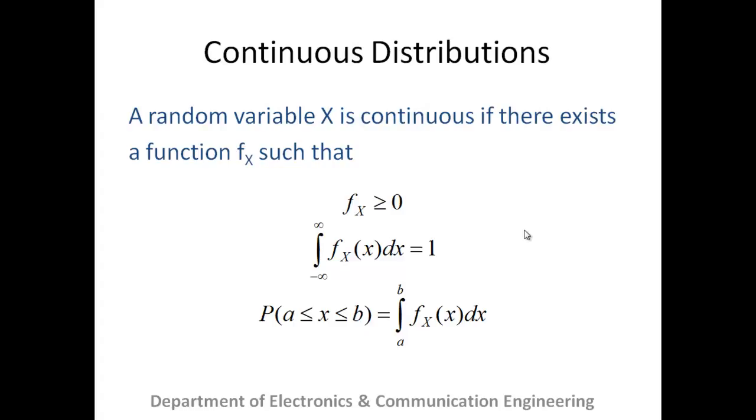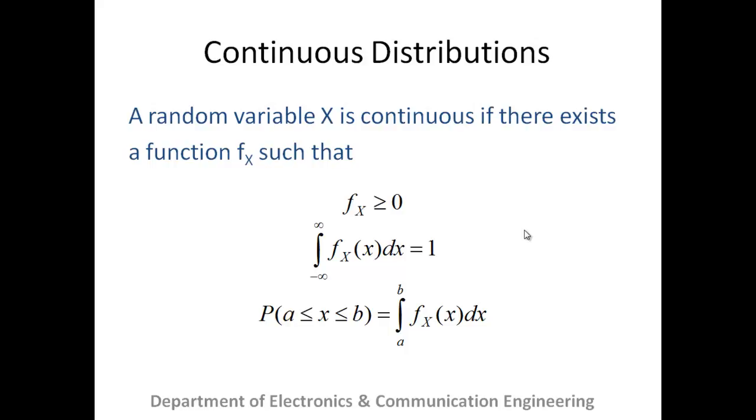Then we can talk about the continuous distribution. So we say a random variable x is continuous if there exists a function such that the following conditions are met. That is, this function has a value greater than or equal to 0, and if this particular function is integrated with the limits of minus infinity and infinity, it is equal to 1. And the probability of x, defined between the two limits a and b, is equal to the integration of the function over the period from a to b. So the continuous distribution is defined as a function.